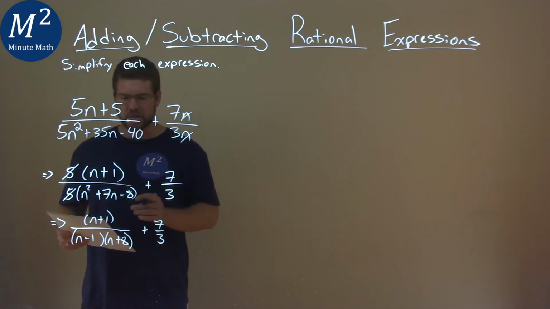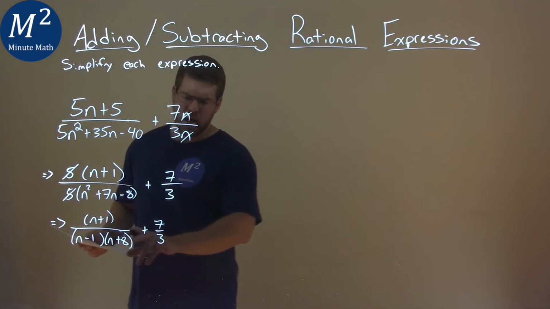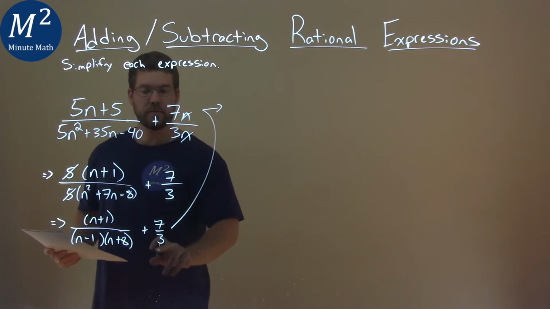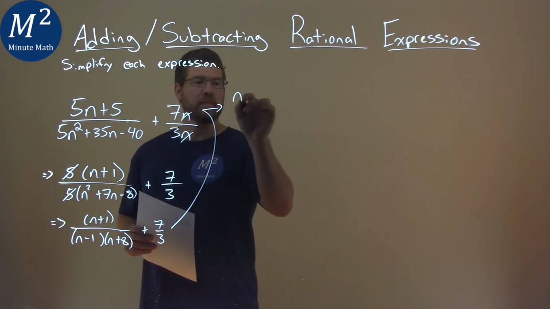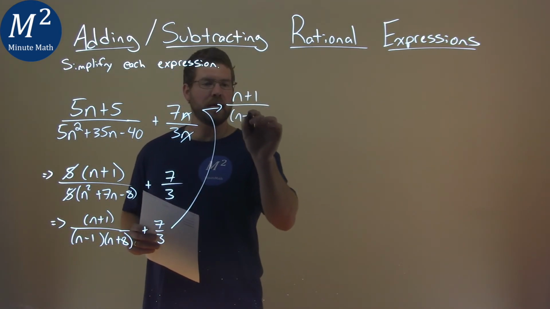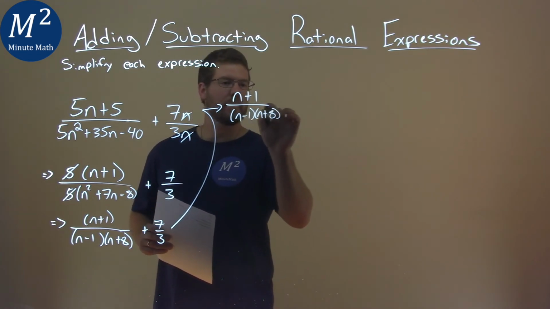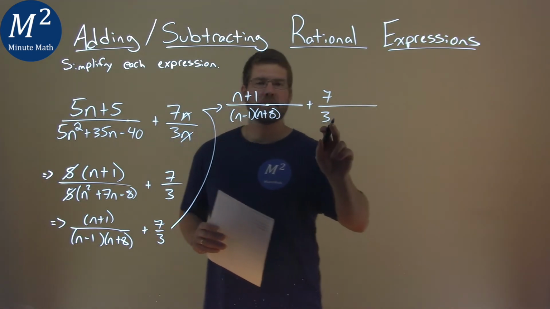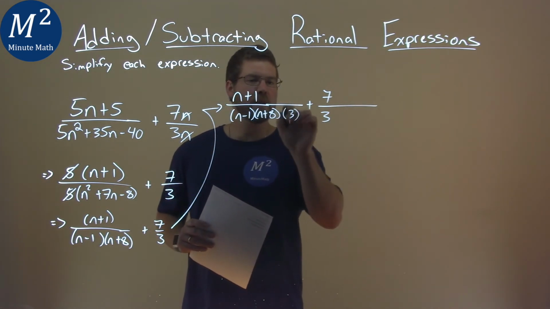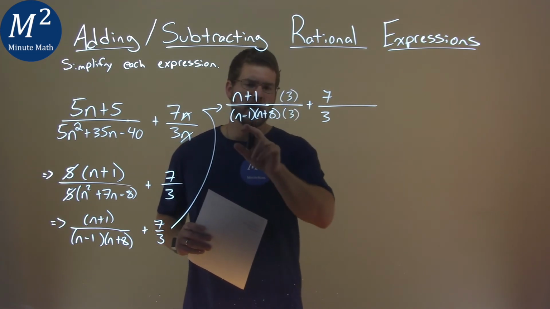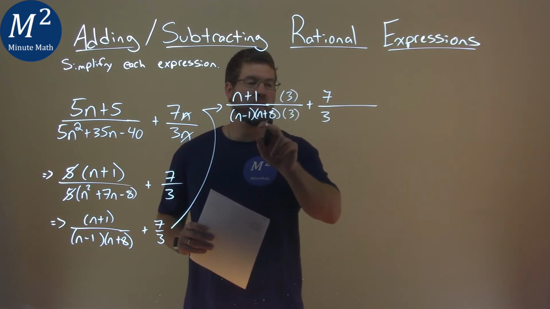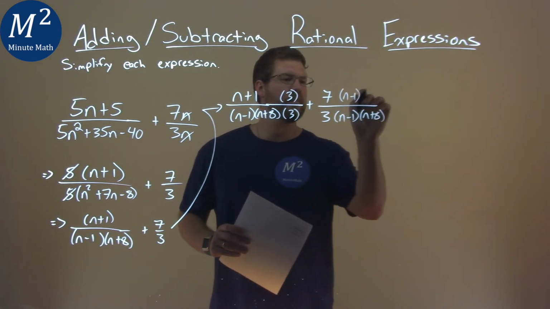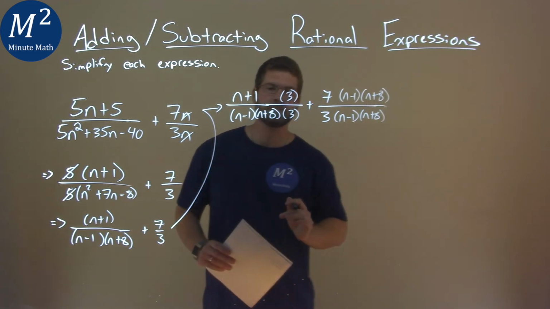Now this looks a little easier for us to combine. We still need to combine these fractions by having the same base. So what I'm going to do here is rewrite this, okay? Again, we have n plus 1 over n minus 1 times n plus 8, give myself a little space here, plus 7 over 3. But I'm going to take this 3 that's in the denominator and multiply it here, put it over itself. This other denominator, n minus 1, n plus 8, do the same thing here. n minus 1, n plus 8. And we have n minus 1, n plus 8.